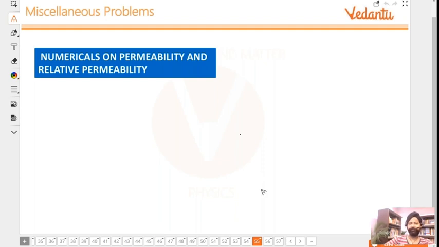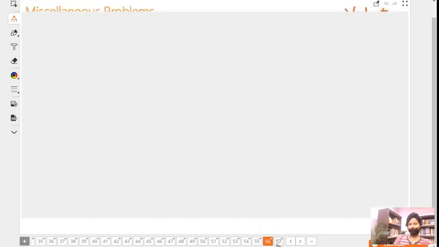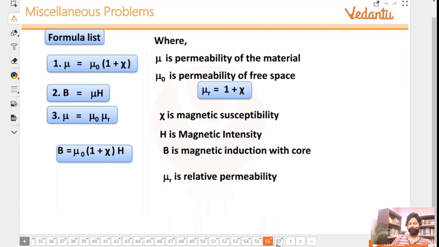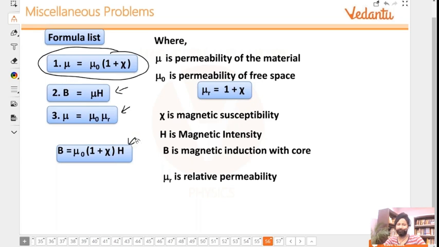Numericals on permeability and relative permeability. Again, let's recap. Permeability is more like the ease with which magnetic field can penetrate, right? And relative permeability is the permeability of material divided by permeability of free space, right? Kind of like specific gravity. You're comparing with the vacuum here or air here. Now, this is again a recap over and over so that you get the things right. Mu is mu naught times 1 plus xi, because mu r is 1 plus xi, right? 1 plus xi is mu r. And this thing we did many times today. This is from the definition itself. Just go through them one more time. The more you look at them, the more you will get familiar with them.